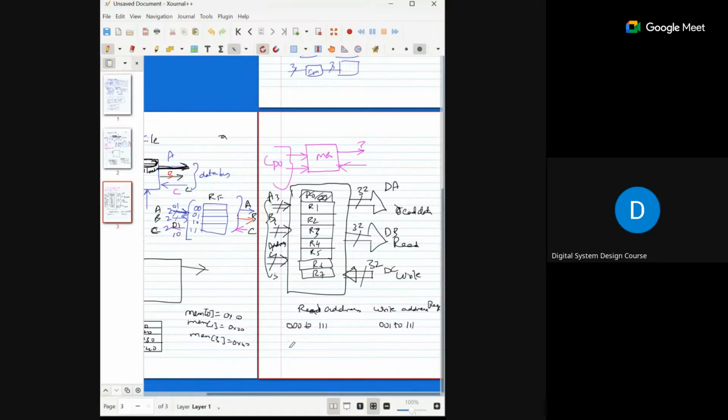So I just want to do some simple assembly operation. Load R1 comma 2 of R2.